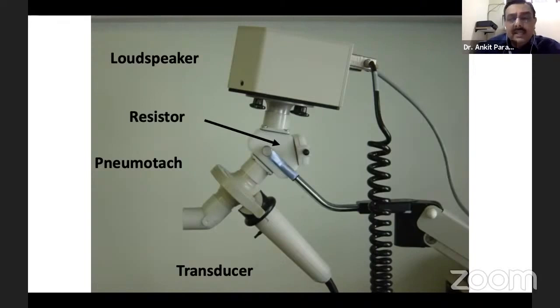So this is something known as impulse oscillometry. What this does is that it produces sound waves. So this is a sound box which is there. These sound waves are produced, and once they are produced, they go across this resistor and reach the pneumotach. And the child is actually holding on to the pneumotach and breathing. And when the child breathes, remember, this is a tidal breathing maneuver. The child does not need to forcefully expire like when a spirometry is done. So it is a tidal breathing maneuver.